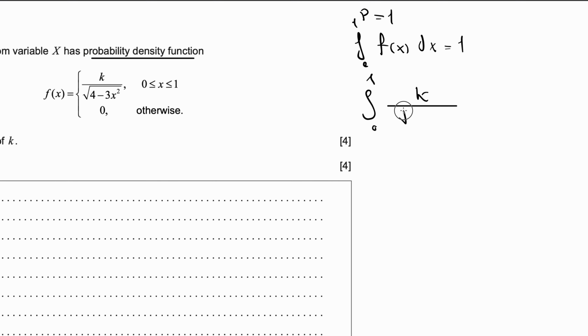So the integral of k over radical 4 minus 3x squared dx equal to 1. Now for this, I'd recommend you use substitution. And so if you take a look at your data booklet, topic 3, trig identities, you'll see that cosine or sine is equal to radical 1 minus sine squared of x, right? So we know that cosine squared of x plus sine squared of x is equal to 1. So you can use this, right?